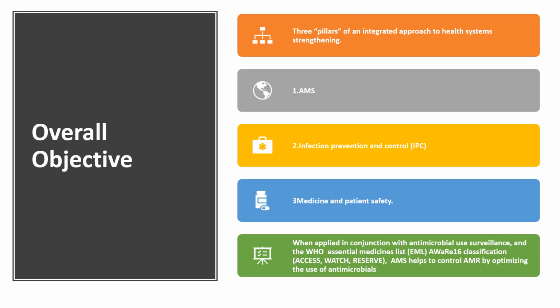What are the overall objectives? The 3 pillars of an integrated approach to health system strengthening. One is antimicrobial stewardship, another is infection prevention and control, third is medicine and patient safety. When applied in conjunction with stewardship surveillance and the WHO essential medicine list, that is the AWaRe list, the AMS program helps to control antimicrobial resistance by optimizing the use of antimicrobials.